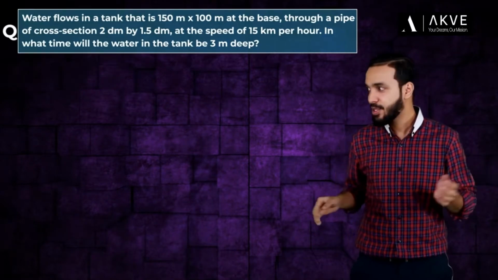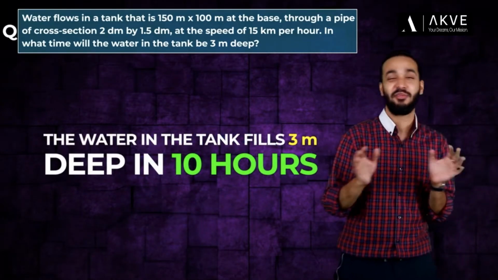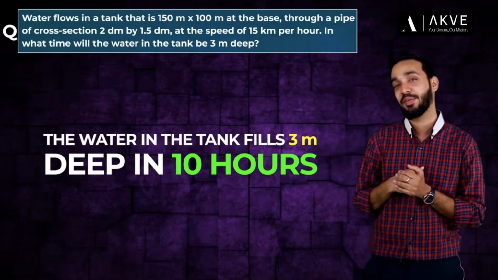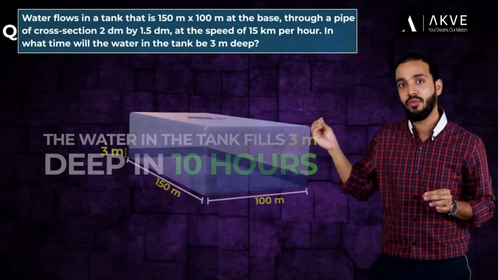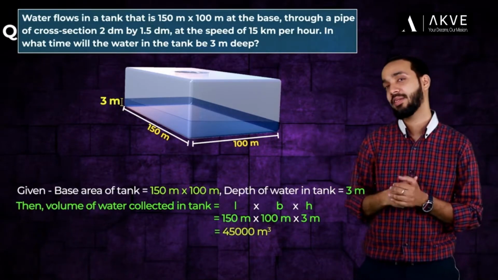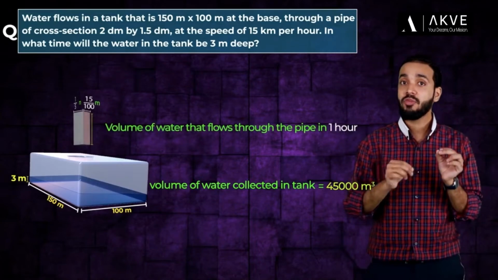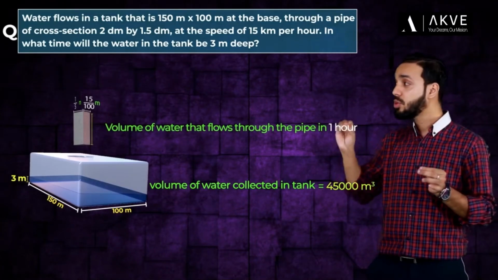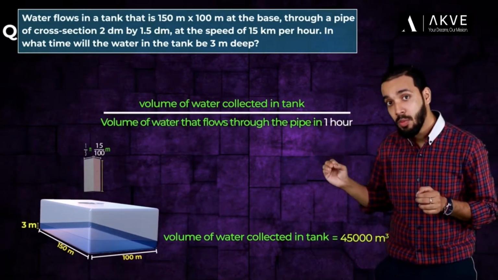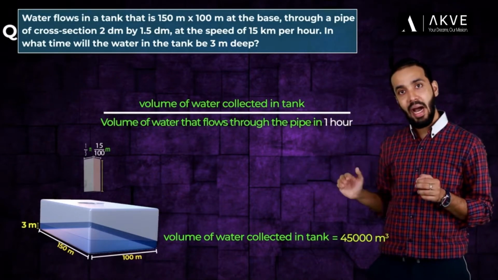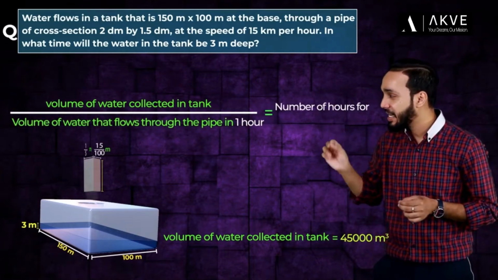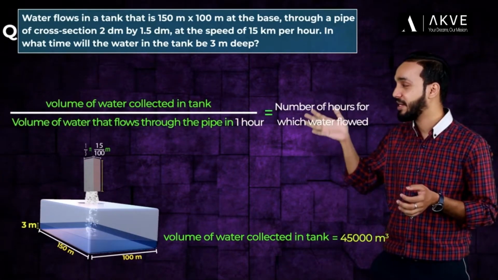Done! Did you also get 10 hours as your answer? Perfect! Now, I am going to teach you another approach of solving this question. We have seen that the volume of water collected in the cuboidal tank is 45,000 cubic meters. Now, if we find the volume of water column that flows through the cuboidal pipe in just 1 hour and then divide the volume of water collected in the tank by the volume of water that flows in 1 hour, we would of course get the number of hours for which the water flowed.